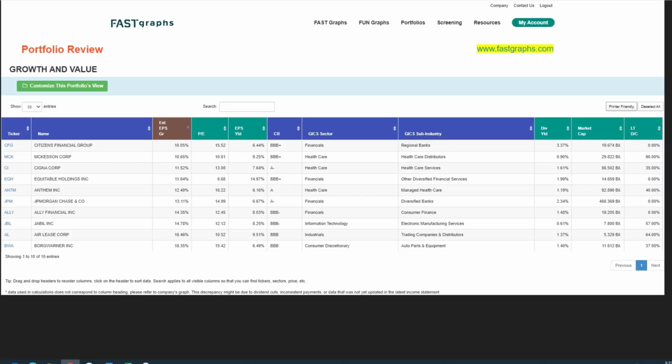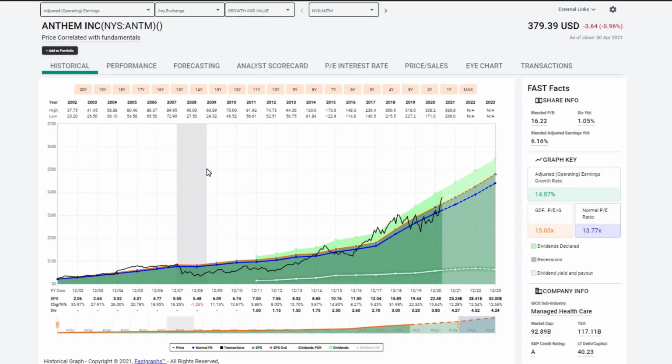Now, what I'm going to do is go through these and utilize the new version of Fast Graphs. What I'm trying to do here is just give you some upgrades. It's been very frustrating for us. We're trying to get this launched, and we want to make sure we launch it correctly.